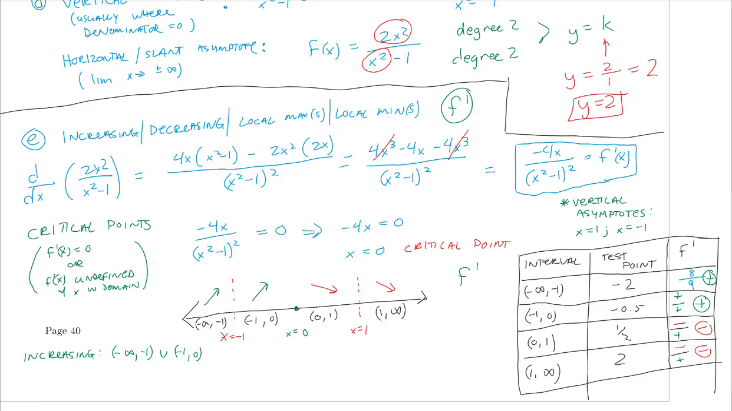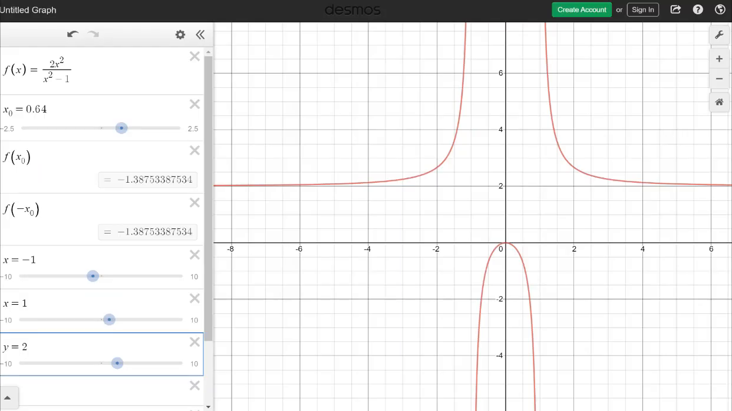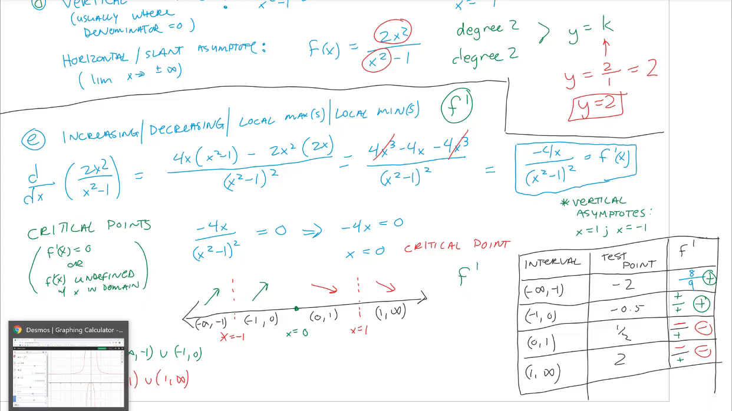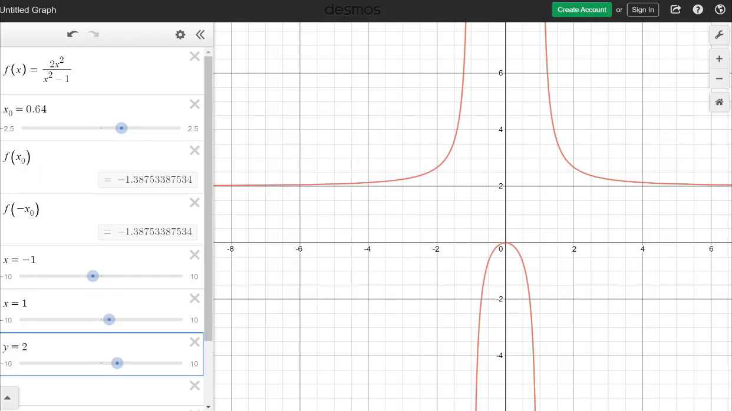You can see that the function is increasing from negative infinity to -1 and -1 to 0, and the reason that there's a break is because we have this vertical asymptote. And the function is decreasing on the complementary set, which is 0 to 1 union 1 to infinity. And again, we'll see on the graph that we have a decrease from 0 to 1 and 1 to infinity, again interrupted by a vertical asymptote.